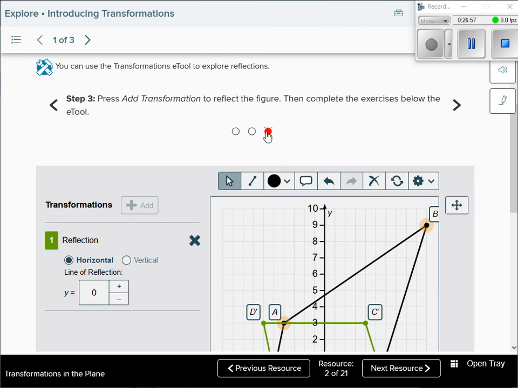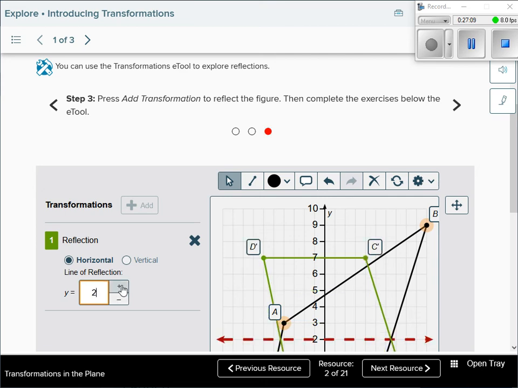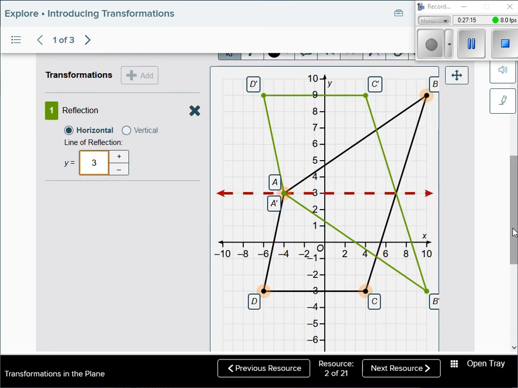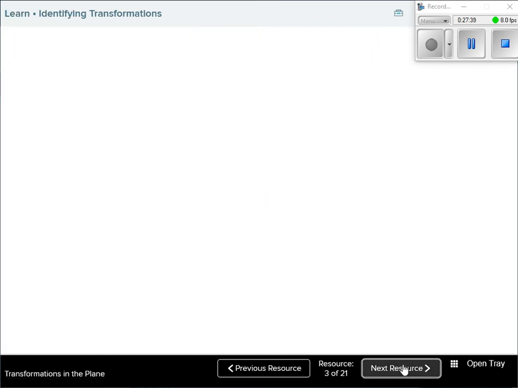There. And it says, press add transformation, you can flip it. If I wanted to flip it over the y-axis, or over y equals 1, y equals 2, so on and so on, you could do all that. Notice it puts in this line here, that's the line I'm reflecting across. Also notice, if I click on each one of those, what's it tell me about them? What's it telling me for each point? Their coordinates. All right, click and go to the next resource.